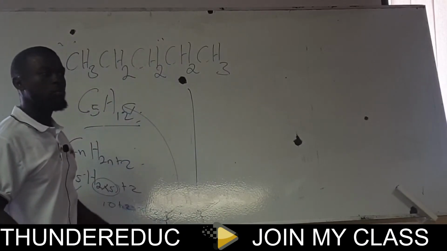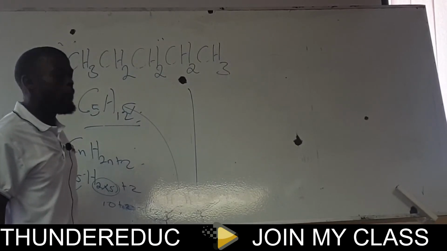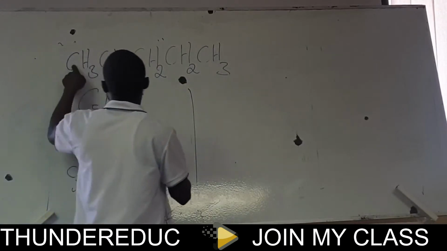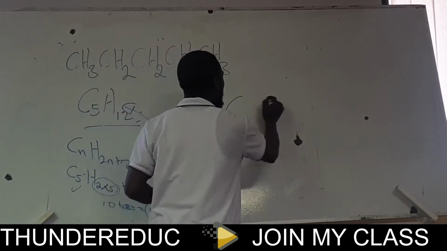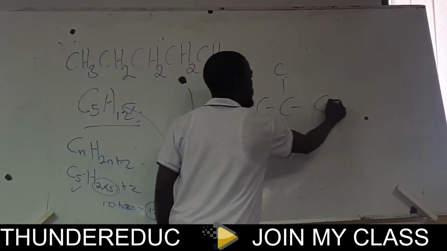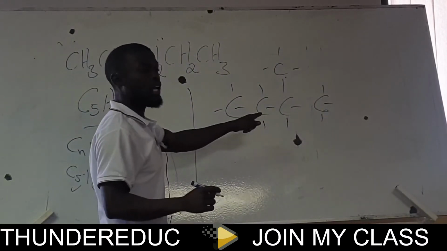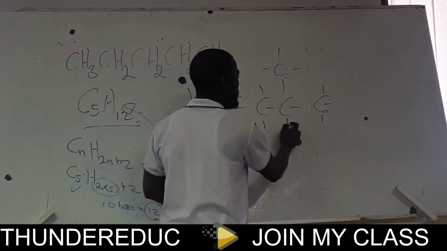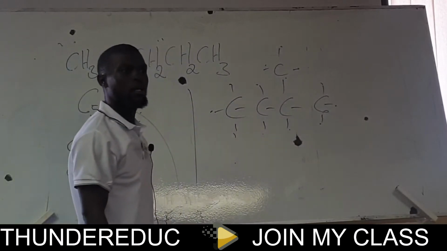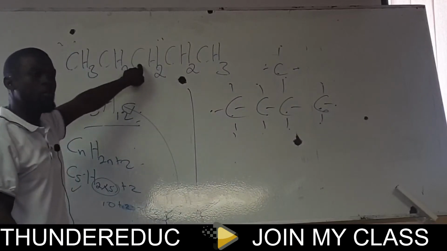Create a side group. How do I create a side group? Make sure the number of hydrogens doesn't change, and the number of carbons doesn't change. For example, 1, 2, 3, 4, 5. What if I say 1, 2, 3, 4, and I put the 5 there. If we count the hydrogens here, there are 12. 1, 2, 3, 4, 5, 6, 7, 8, 9, 10, 11, 12. How many carbons? 1, 2, 3, 4, 5. You see? This is an isomer of that.